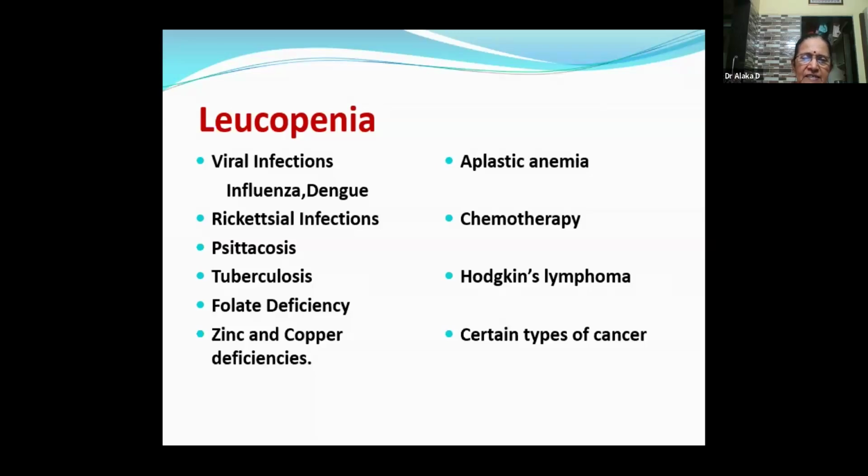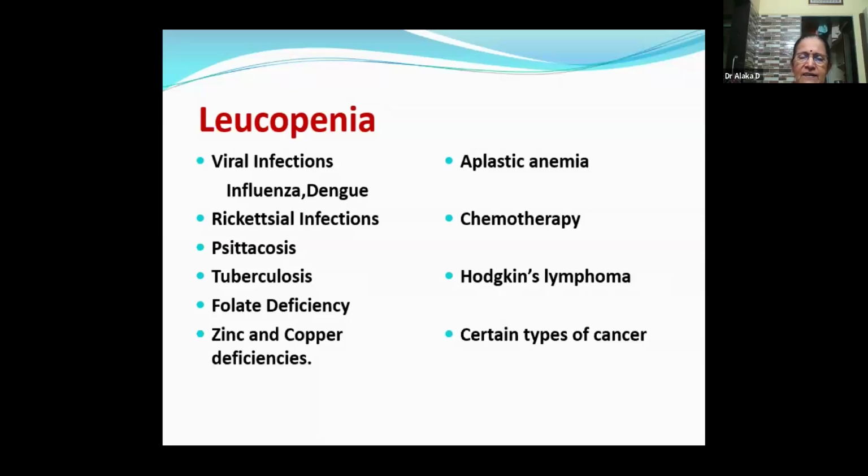And in which conditions do you see leukopenia? It is seen in viral infections, influenza, dengue, rickettsial infections, psittacosis, tuberculosis. As you know, there is lymphocytosis, so there is a leukopenia. Folate deficiency. If you can't explain the leukopenia, please measure the folates, and zinc and copper deficiency.